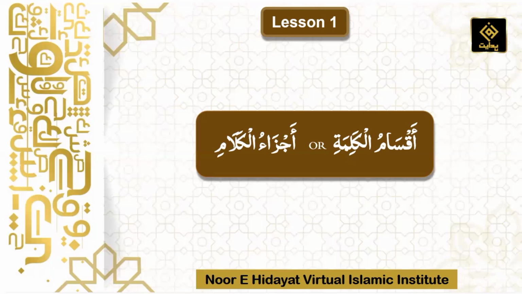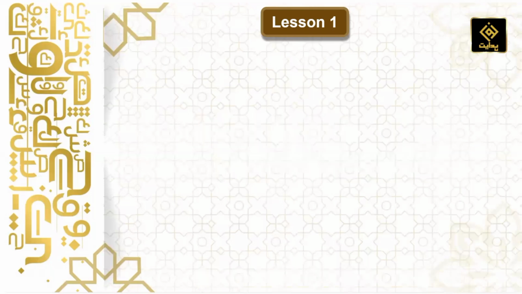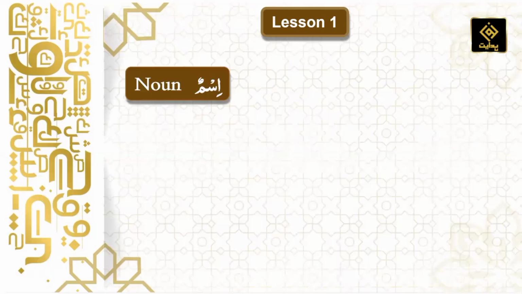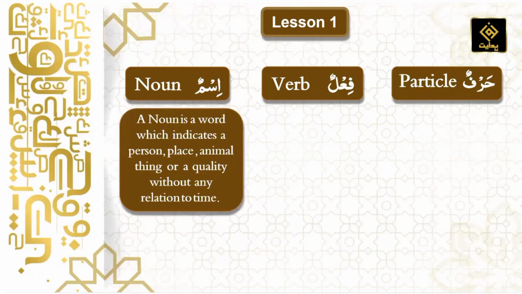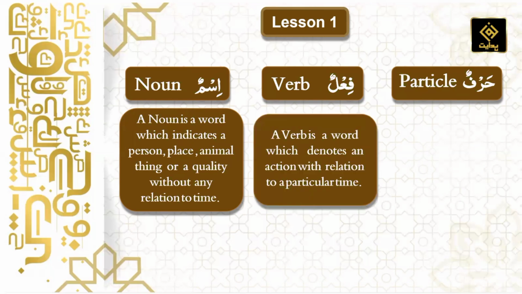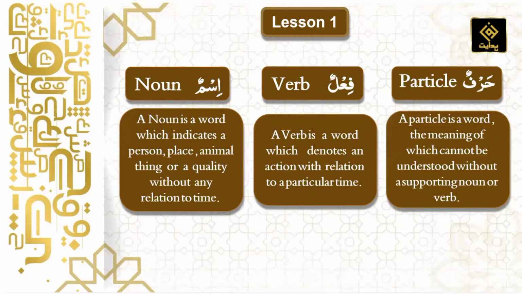In Arabic, meaningful words are generally classified into three main categories: noun, ismun; verb, felun; particle, harfun. Noun: a noun is a word which indicates a person, place, animal, thing, or a quality without any relation to time. A verb is a word which denotes an action with relation to a particular time. A particle is a word, the meaning of which cannot be understood without a supporting noun or verb.